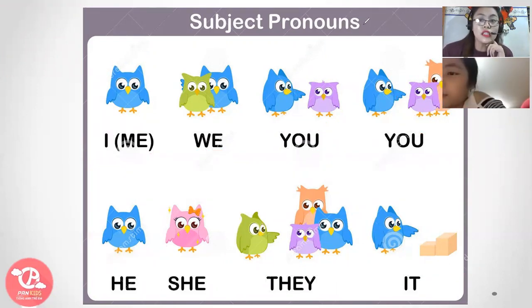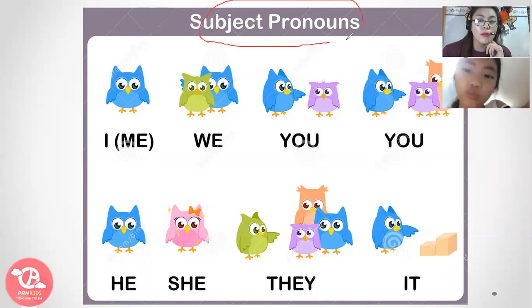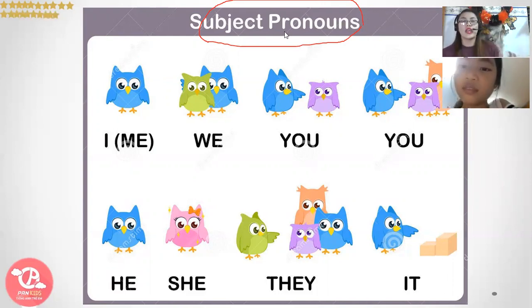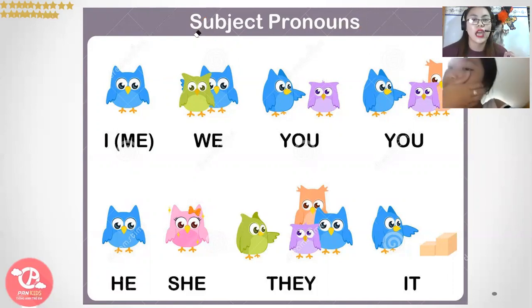Oh, what happened to your stars? Subject pronouns. Okay, let me put back your stars. 1, 2, 3, 4, 5, 6, 7, 8, 9, 10. Okay, so they are called subject pronouns. Okay, so repeat after me. Subject pronouns.